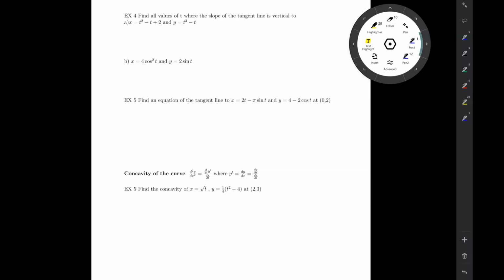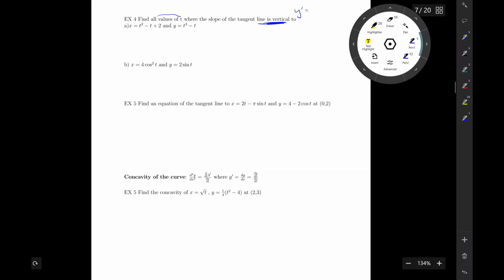Similar to what we were doing before. So now we're going to find the values of t where the tangent line is vertical. Vertical slope would be where the denominator of dy over dt over dx over dt is 0. But again, make sure that you're setting up the whole thing to get rid of any canceling.